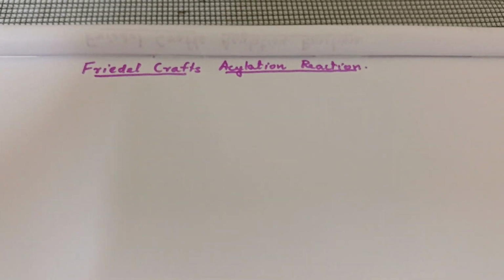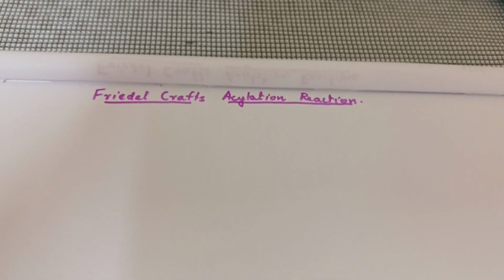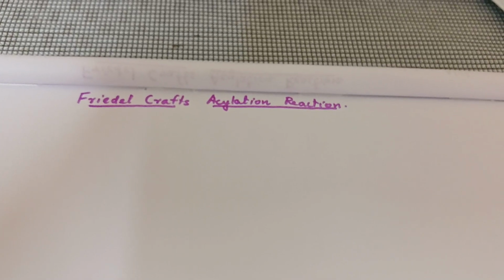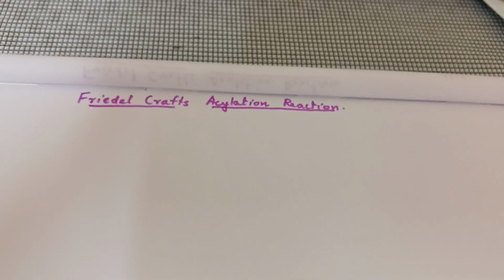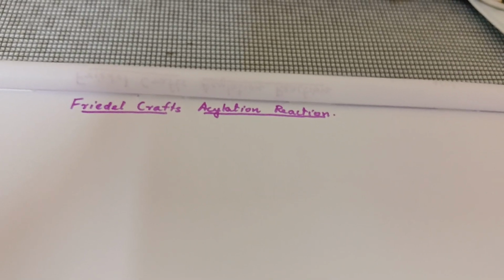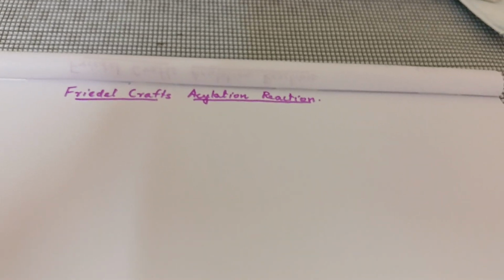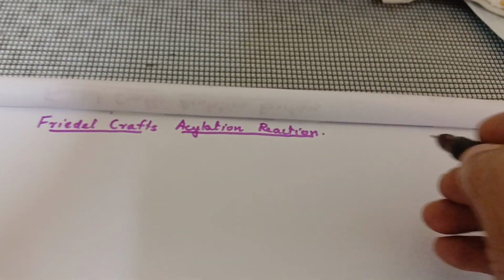Friedel-Crafts acylation reaction. When benzene or a substituted benzene is treated with acid chloride in the presence of anhydrous AlCl3 or FeCl3, it gives the corresponding ketone. This reaction is called Friedel-Crafts acylation reaction.